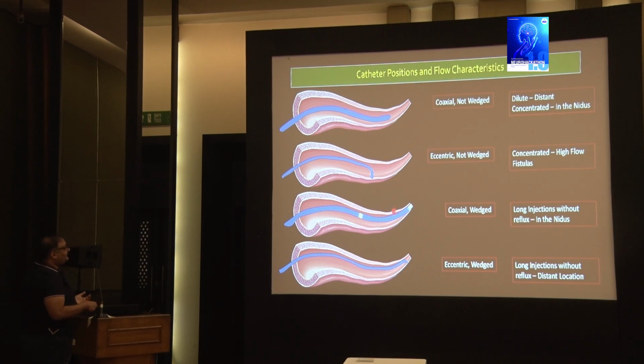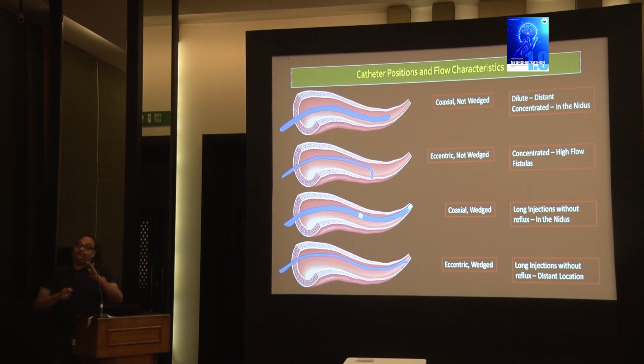The third situation is one in which you are coaxial and you are wedged completely. Now this can be done either with a double tipped catheter if your feeding artery is quite large, or it can be done with a flow guided microcatheter if your flow is quite small. For example, this vessel has wedged, let us say, with a 2.7 French microcatheter. This is, let's say, a Rebar 27. But if this vessel were to be smaller, the same effect can be achieved even with a flow guided microcatheter.